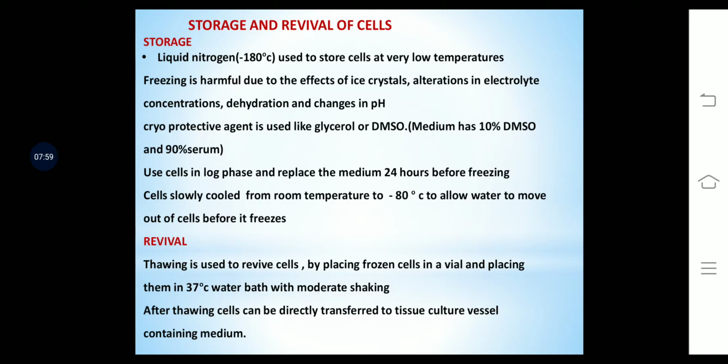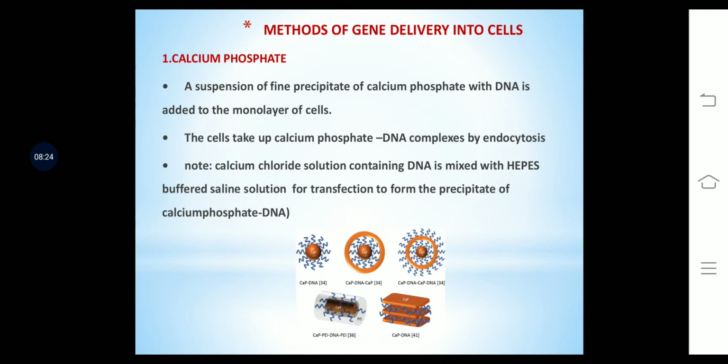Coming to the revival of the cells, thawing is used to revive cells. You place the cells in a vial, and it slowly comes up to 37 degrees Celsius in a water bath with moderate shaking. After thawing, cells can be directly transferred to tissue culture vessels containing medium. You can use it for culturing.